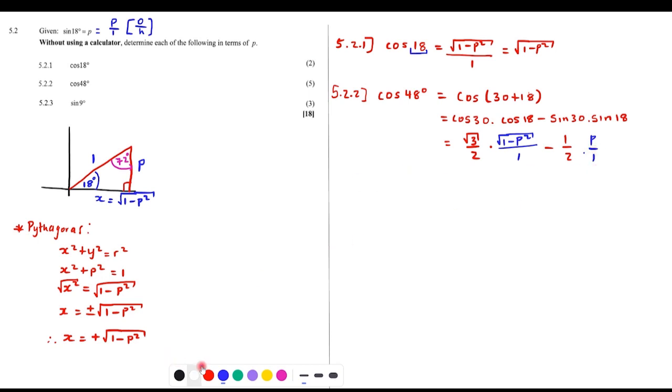Now square root 3 times square root of 1 minus p squared will be square root of 3 times (1 minus p squared). Now what did I do here? This is a law of surds. If you have square root a times square root b, then they can both share one square root, as long as they are multiplied by each other. So that's what I did here.